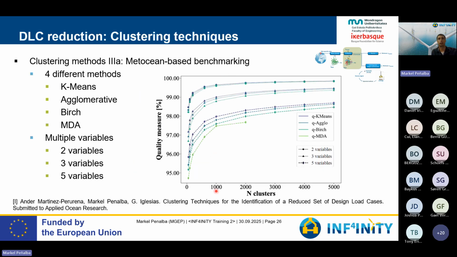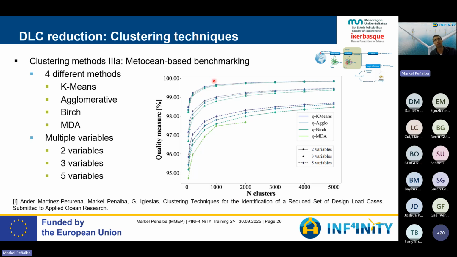1,000 number of clusters right here. I thought I had this highlighted, but there is nothing. So yeah, around this 1,000 number of clusters, we can see that for 2, 3, or 5 different variables, the quality measure somehow converges close to the highest value.